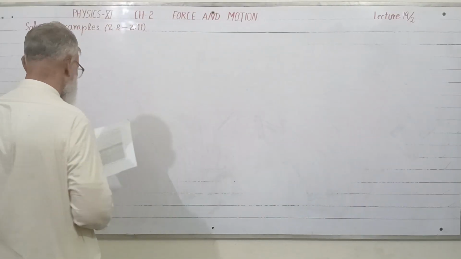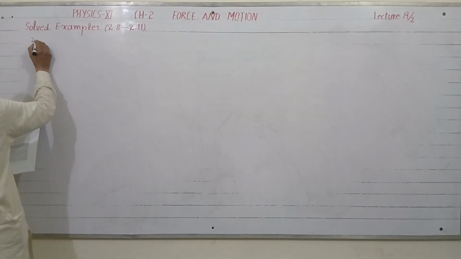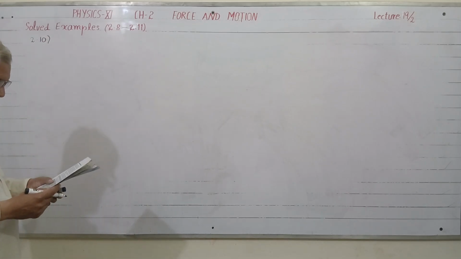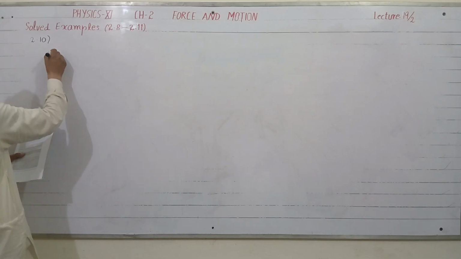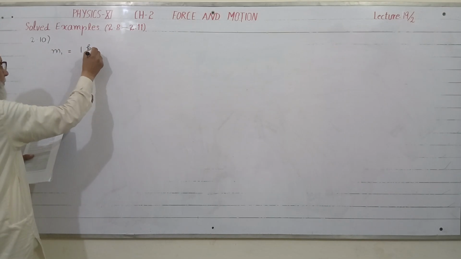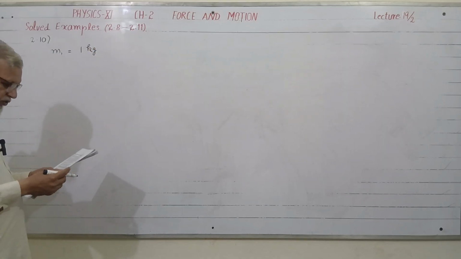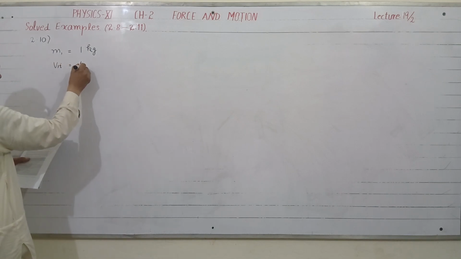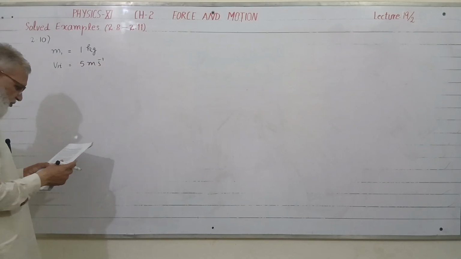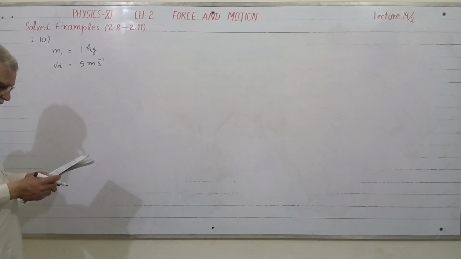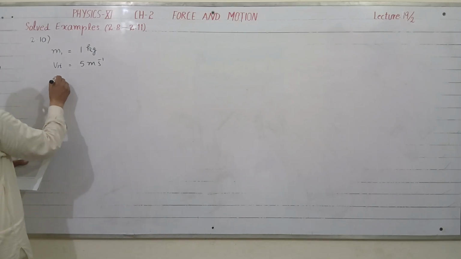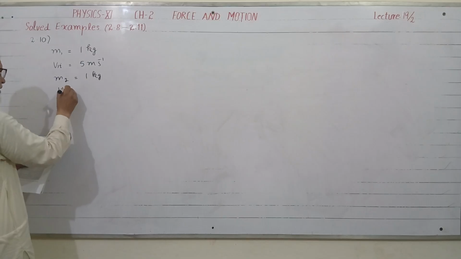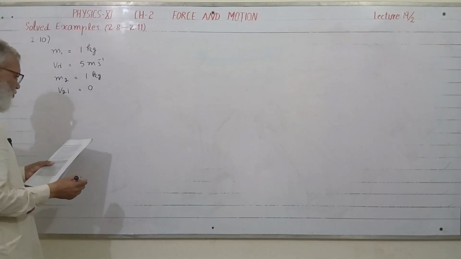2.10. A particle A of mass 1 kilogram, M1, is moving with the initial velocity of 5 meter per second, V1i, towards right, and collides with the stationary target B of the same mass, M2, that is 1 kilogram, with V2i at rest, that is 0.